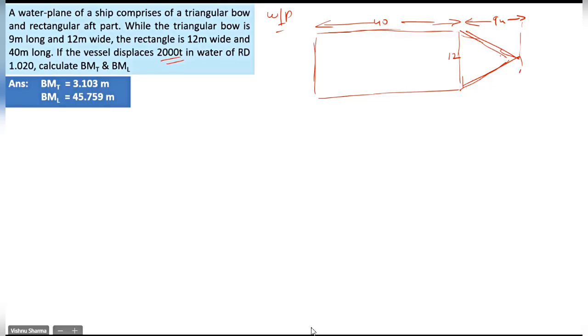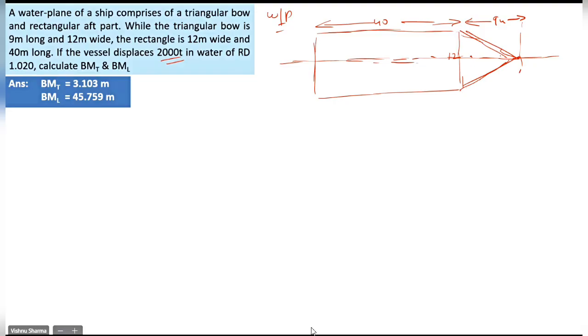Tell me one thing. Look at the center line that I have drawn. Is the water plane area symmetrical about the center line? Yes or no? Symmetrical in the athwartship direction. About the center line, if it is symmetrical, it cannot be in the 4.5 direction.